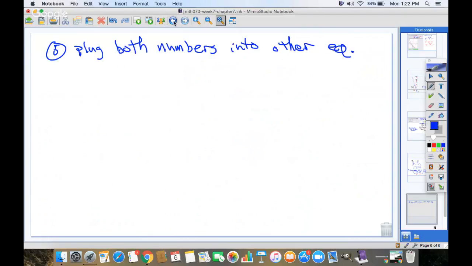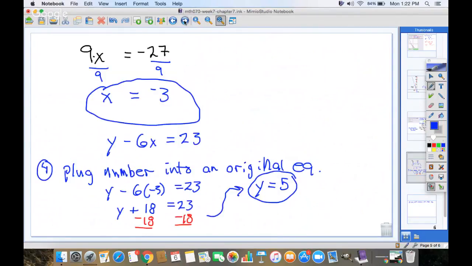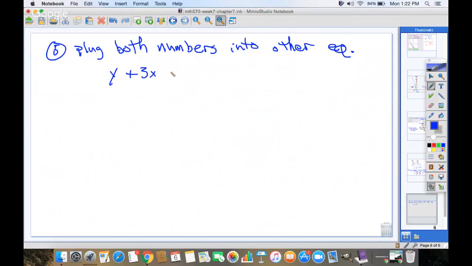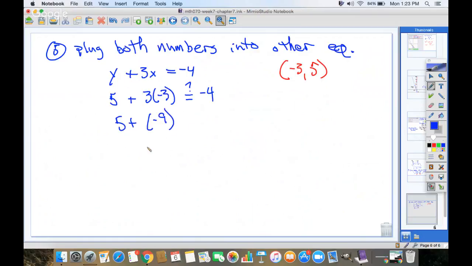So my other equation was, let's go back and look, y plus 3x equals negative 4. And we're going to plug in to test this out. Negative 3 for x, 5 for y. So that gives me y is 5. Make sure you get them in the right spot. 3 times negative 3. And this is supposed to equal question mark negative 4. So let me just do arithmetic. Positive times a negative is a negative. So that gives me 5 plus negative 9, which is just like 5 minus 9, which happens to be negative 4. On the other side, we have also a matching negative 4. So check. We do have the solution.